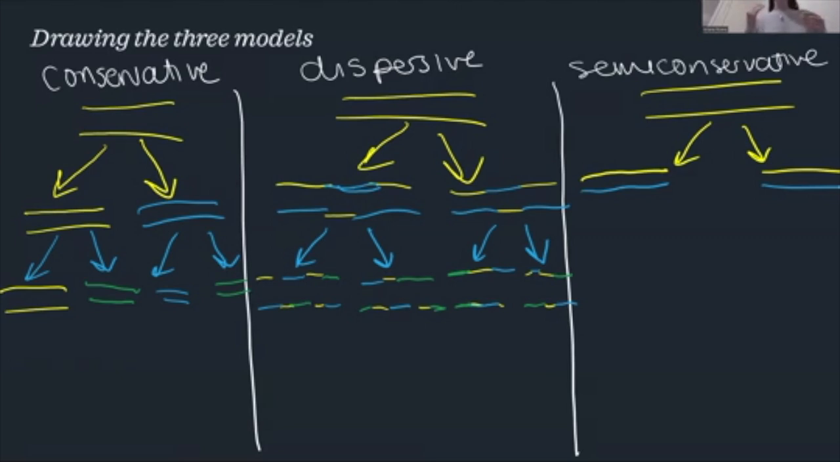Notice they're both half yellow and half blue. That's the same in both of them. And they're both a mix. The difference is what that mix looks like. In dispersive, every single strand is a mix, while in semi-conservative, each strand is not a mix, it's the entire molecule that's a mix.